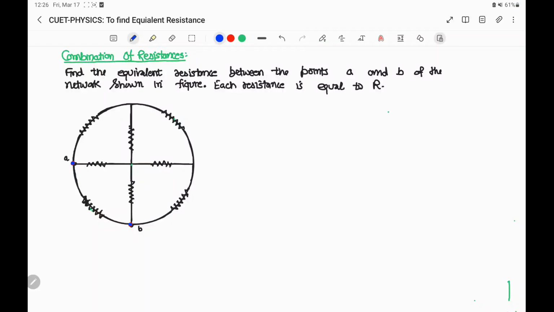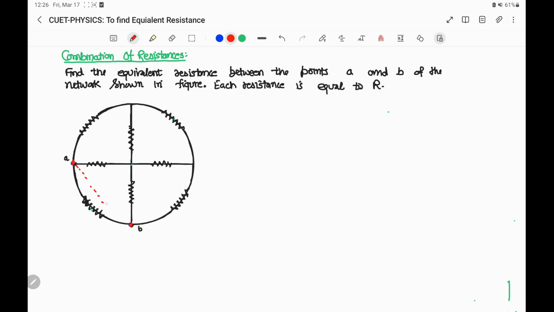Next problem is to find the equivalent resistance between the points A and B of the network shown in the figure. Each resistance is equal to R. Here we will solve the problem using the symmetry of the figure and then taking the mirror images with same direction of current and magnitude. Here you have to find the equivalent resistance between the terminal A and B.